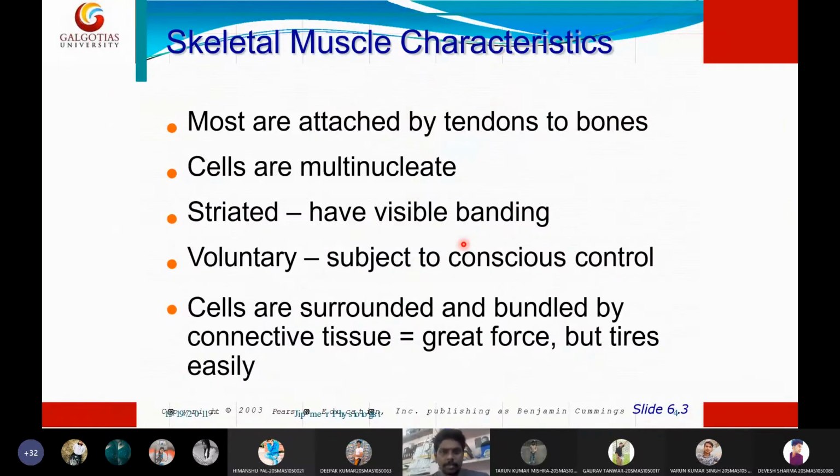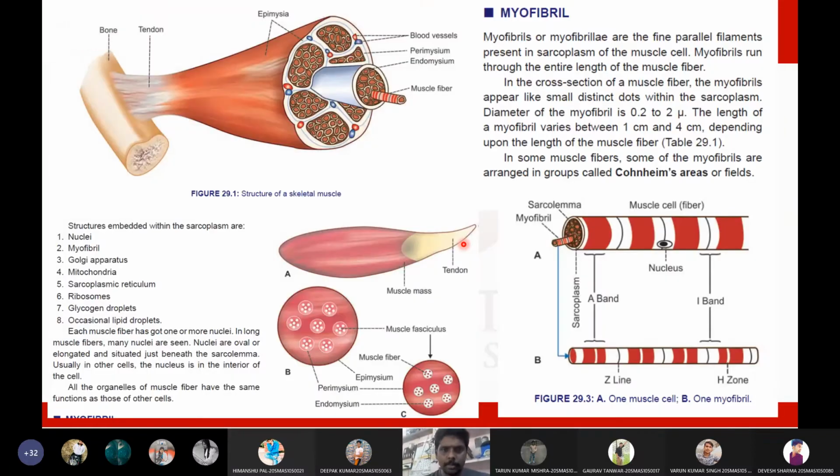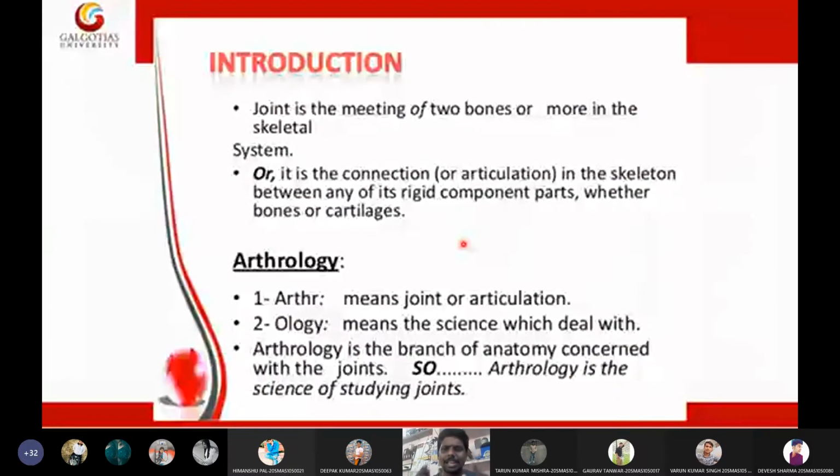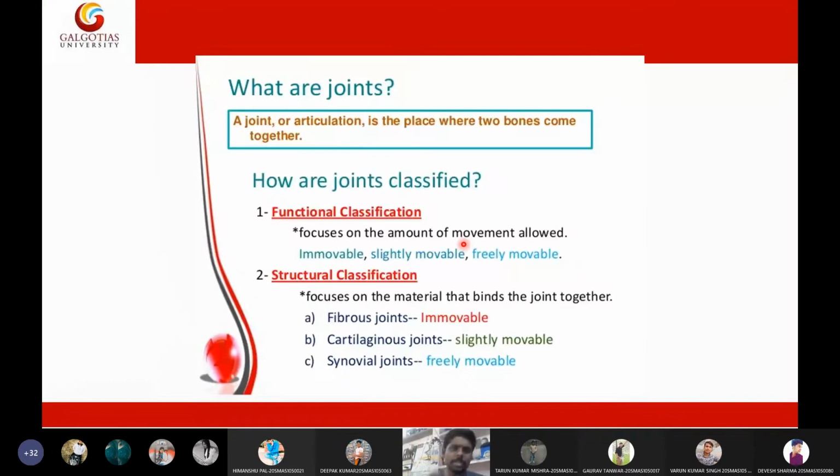So in the last lecture we started with the joints. So I'm directly moving to the joints. We know that a joint is a place where any two bones or two rigid bodies are connected, and the study of joints is called arthrology. The meaning of joint is to connect. Here we have two types of classification. One is functional classification. Depending upon their mobility, joints are divided into three types: immobile joints, slightly movable joints and freely movable joints.